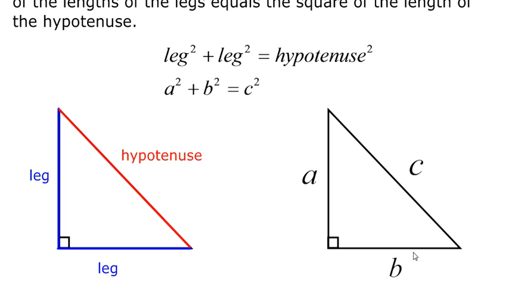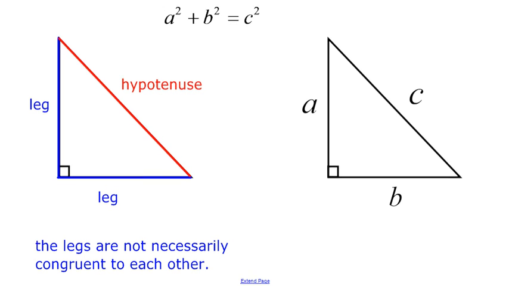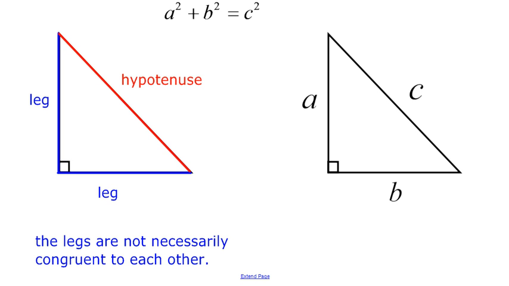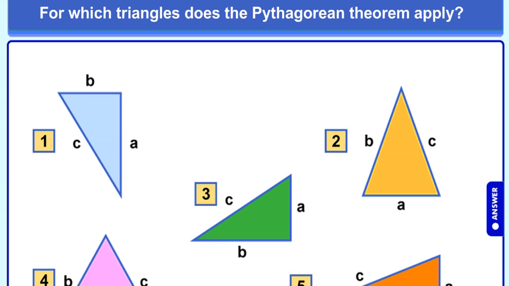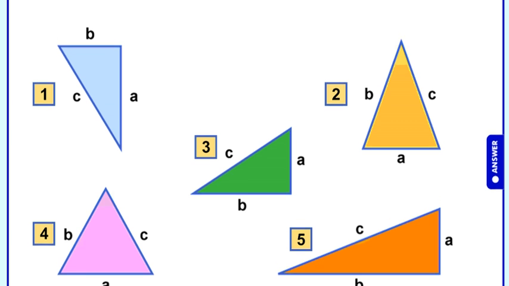Sometimes we use the variables a, b, and c to represent the sides of the triangle. A and b are typically used to represent the legs, and c is used to represent the hypotenuse. So again, for right triangles, this relationship exists. So for the following pictures, which do you think the Pythagorean theorem applies to?